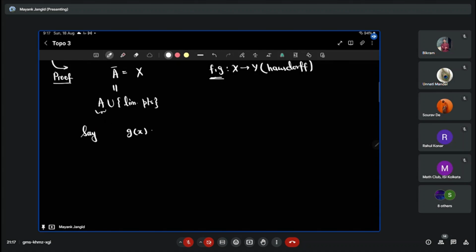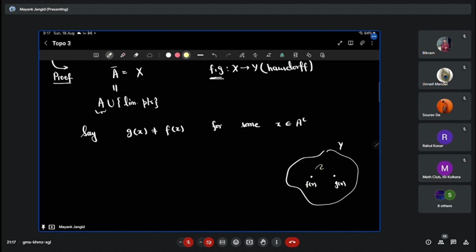Say g of x is not equal to f of x for some x outside A, because on A at least they agree. Then f of x and g of x are two points in Y. Since the space is Hausdorff, I can find open sets U and V which are disjoint and contain f of x and g of x respectively.